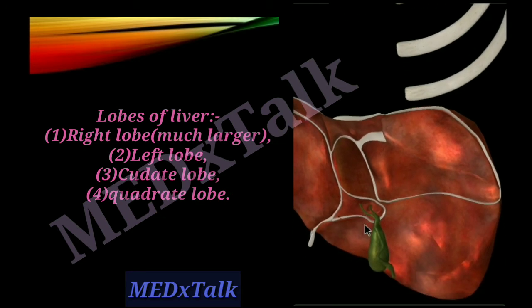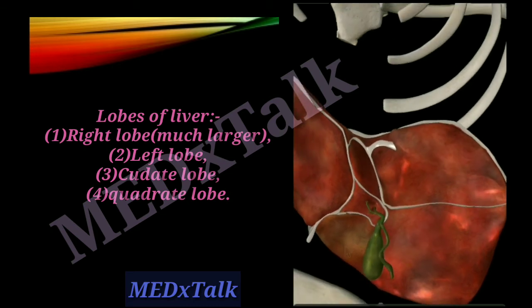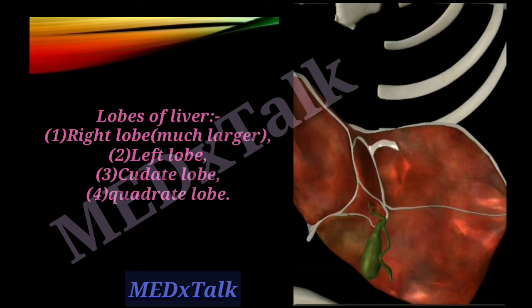Now we discuss the quadrate lobe of the liver. The quadrate lobe is situated on the inferior surface of the liver and it is rectangular in shape.